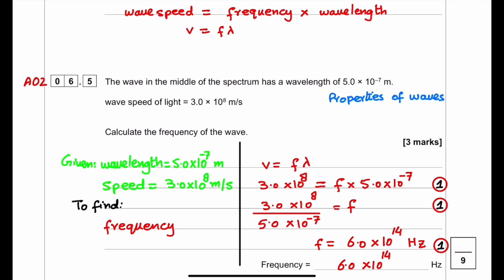From 6.4, we know that v is equal to f times lambda. Wavelength and speed are already given. So we will use these values in our equation. The speed is 3 times 10 raised to power 8 meters per second, and the frequency we need to find, whereas the wavelength is given as 5 times 10 raised to power minus 7 meters. By rearranging the equation, the frequency is 6 times 10 raised to power 14 Hertz. Frequency of the wave is 6 times 10 raised to power 14 Hertz. The marks distribution is given along each required step.